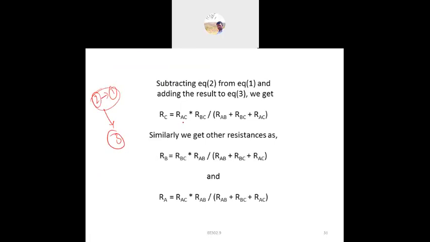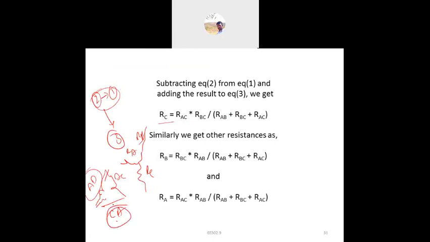Then we get RC equal to RA into RBC by RA plus RBC into RC. Similarly, one thing we have to remember here is the delta to star conversion, with the resistors AB, BC, CA and RA, RB, RC. If we want to find RA, the formula is that RA is equal to RC.